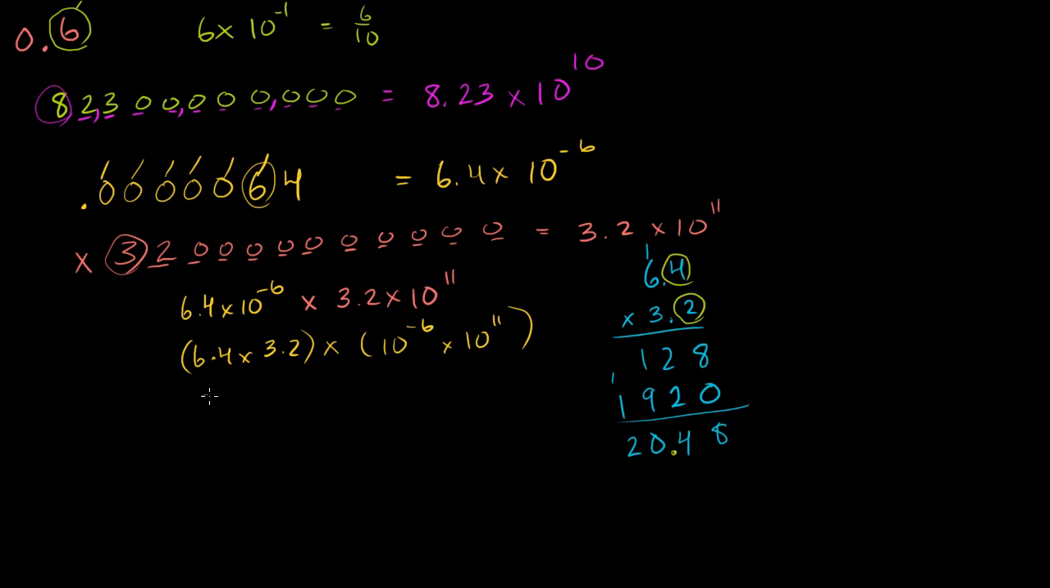So this is going to be 20.48 times 10 to the... we have the same base here, so we can just add the exponents. So what's minus 6 plus 11? So that's 10 to the 5th power, right?